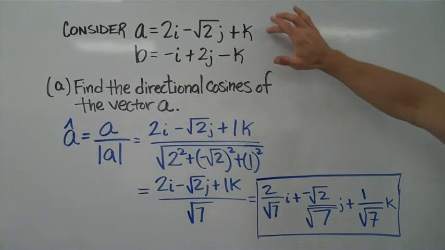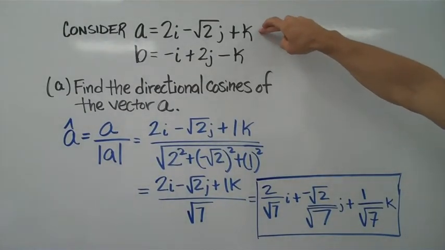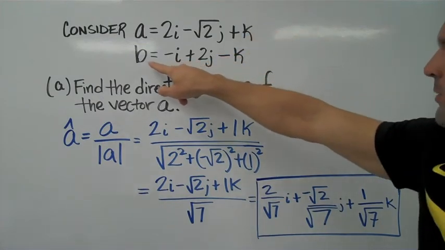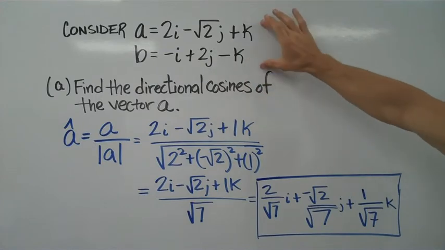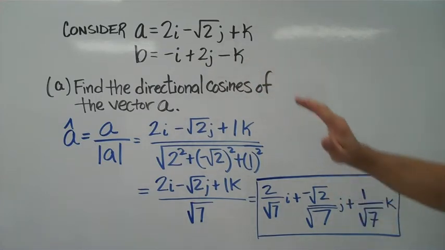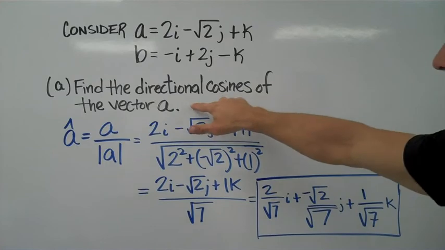Consider vector A, 2i minus the square root of 2j plus k, and vector B is negative 1i plus 2j minus 1k, both of them in 3 dimensions. Part A, find the directional cosines of vector A.